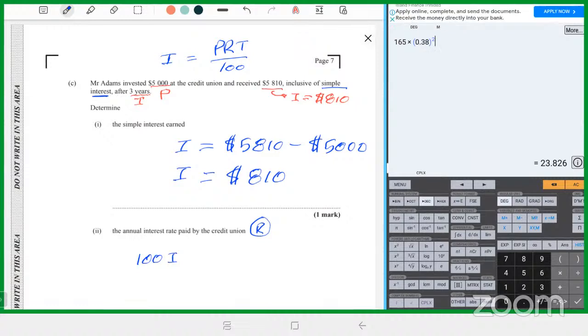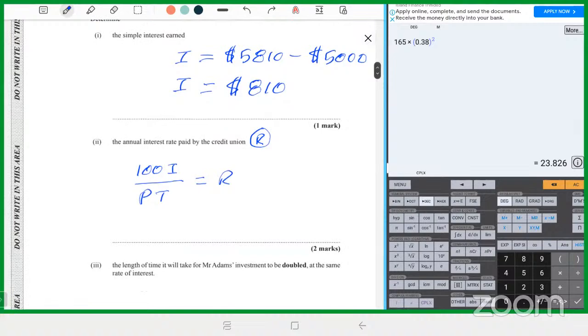I'm going to then divide under the P and also divide under the T. So I'm going to divide by the principal and the time, and that's going to leave the subject as R. So once I put the values in here, I'm going to calculate the rate. This will give me the rate. So let's do the calculation here now. Let me move it to the side. So this is going to give me the rate.